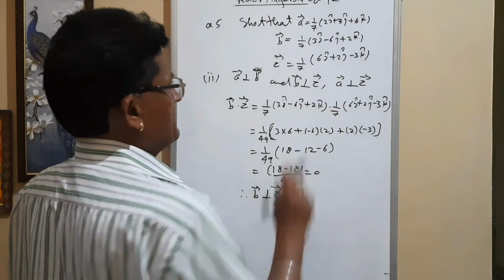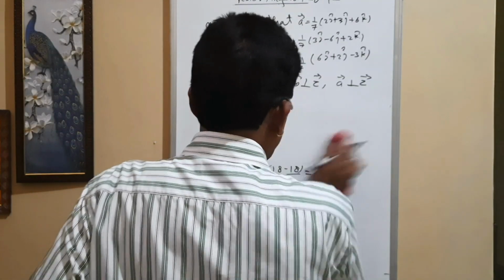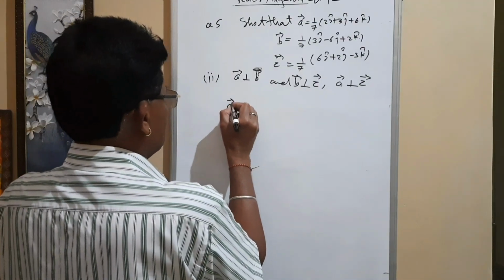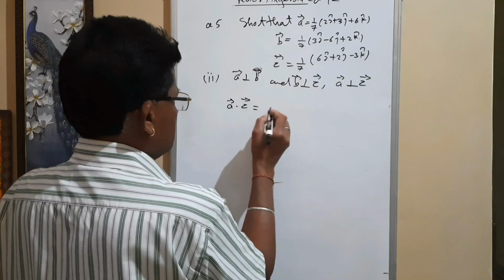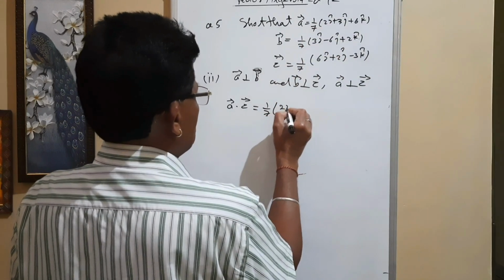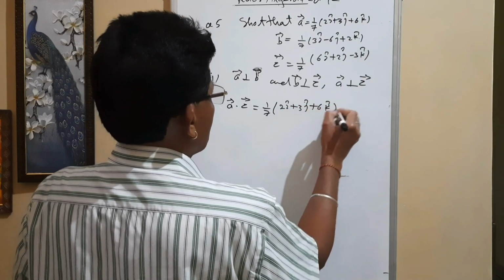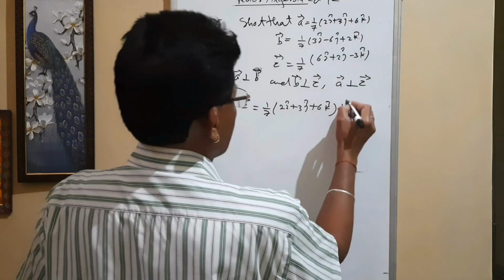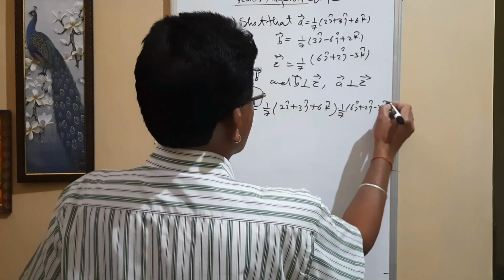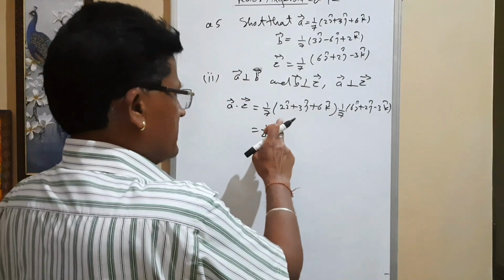Third case, that is A is perpendicular to C. Let me take a similar kind of thing to prove, because these are very important things. The dot product of vector A and vector C: that is 1 upon 7 times A vector, 2i plus 3j plus 6k, dot 1 upon 7 times C vector, 6i plus 2j minus 3k. Multiply 1 upon 49.